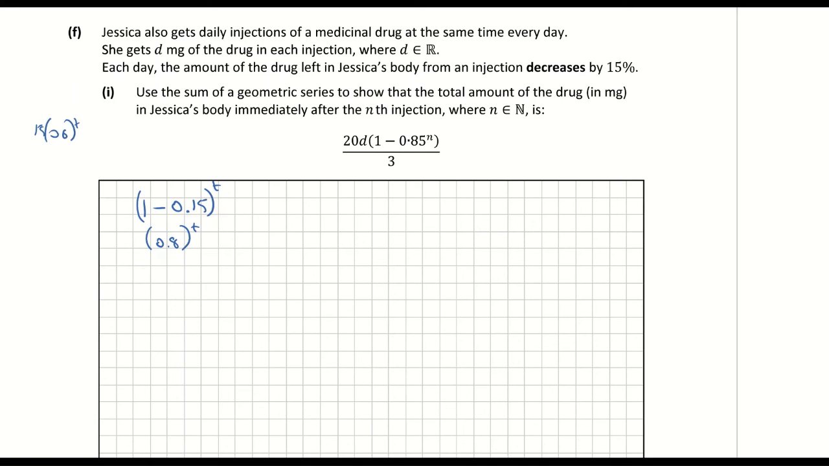Now what we don't know, though, is the amount of drug she gets. We know that stands for d. In Alex's case, the amount of drug he got was 15 milligrams, so I'm just going to keep that 15 as a d for Jessica. So it's d times 0.85 to the power of t. That's the amount of drug that Jessica is going to get every day of the week. Now let's set up a sequence here for a continuous amount of days. So let's set up a geometric series. So we're going to do day 1.